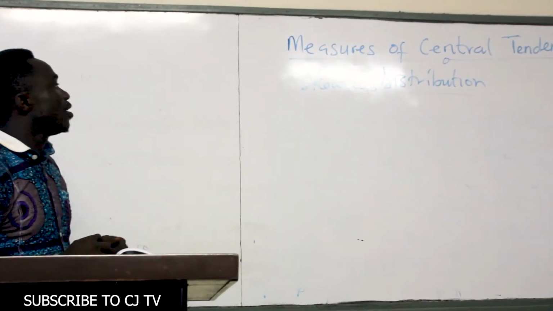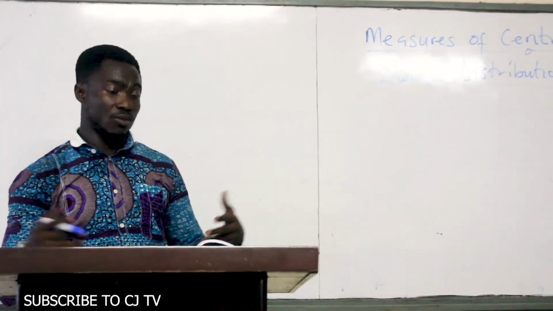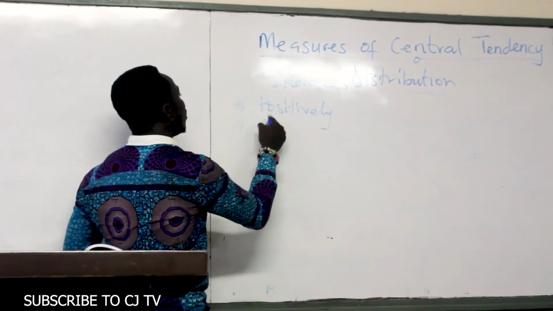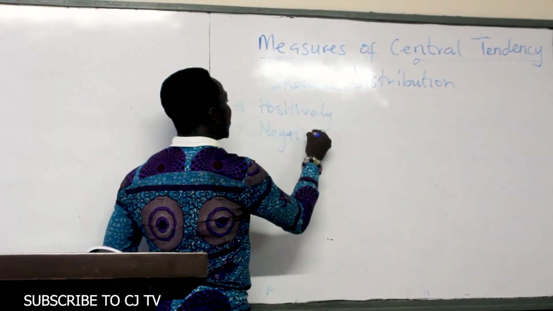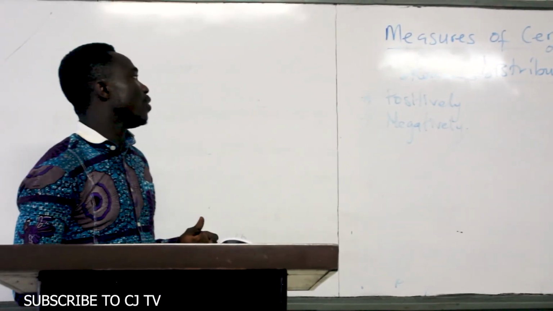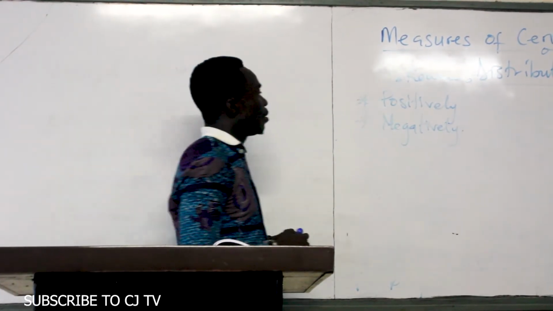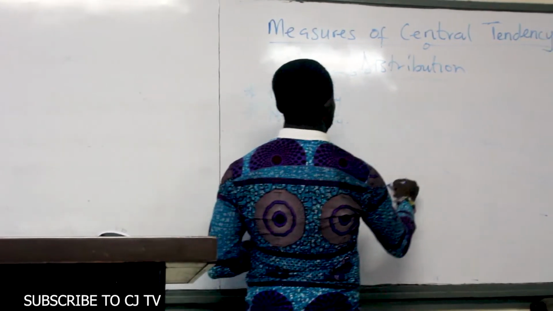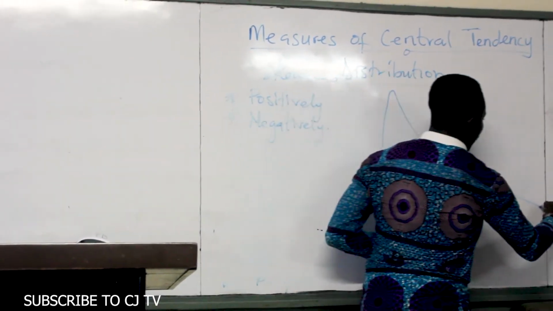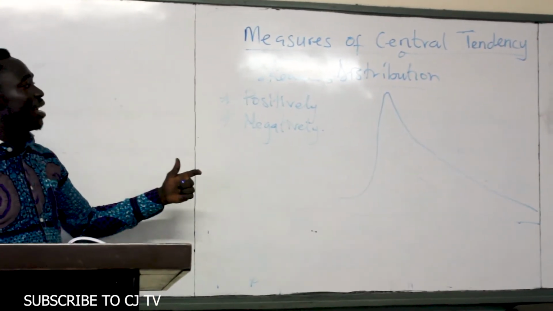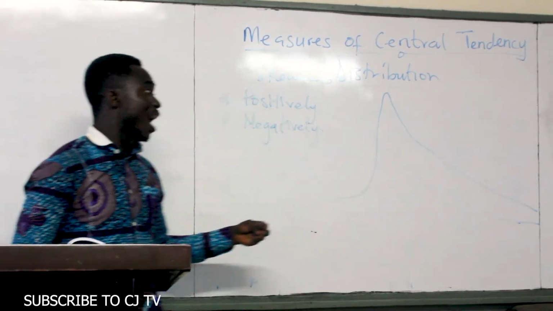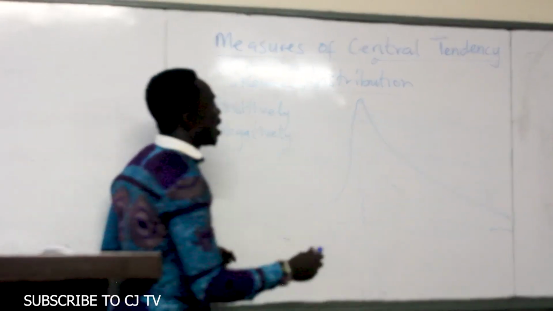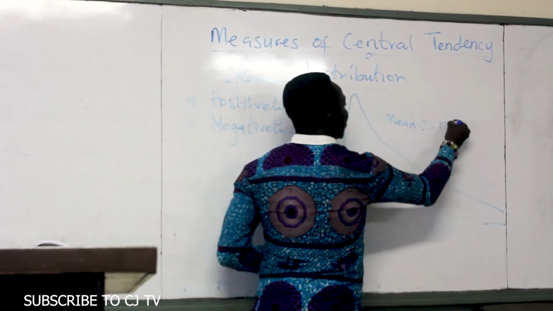Skewed distribution. With skewed distribution, I said we have two types: it can be positively skewed or negatively skewed. Now, let's look at when a distribution is positively skewed. When we say a distribution is positively skewed, it means that the direction of the distribution is moving towards our right. As we can see, the direction of the curve is going towards the right. So here we are saying that our mean is greater than our median.